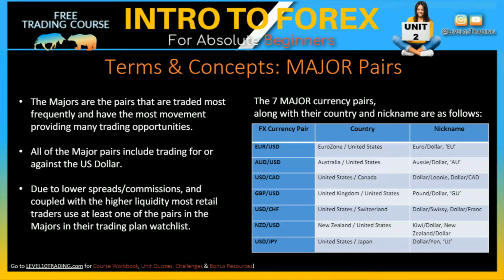Let's dive a little bit deeper into major pairs. The majors are the pairs that are traded most frequently and have the most movement, providing many trading opportunities, which is what you want. You want volume and liquidity. In order to be consistently profitable, you need entries and setups that fit your trading plan. And all of the major pairs include trading for or against the US dollar.